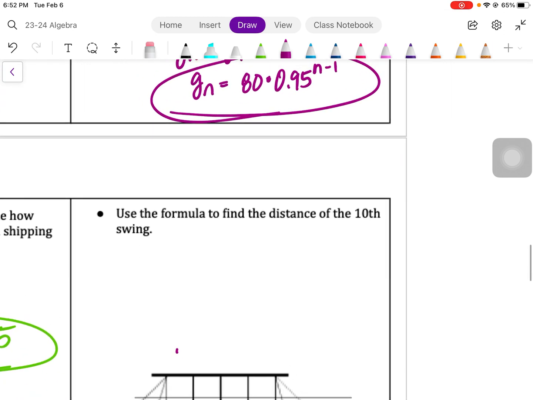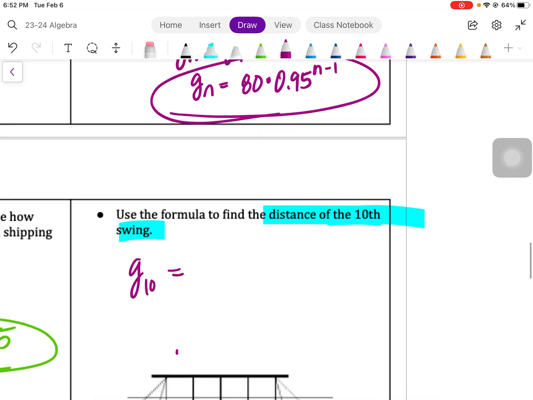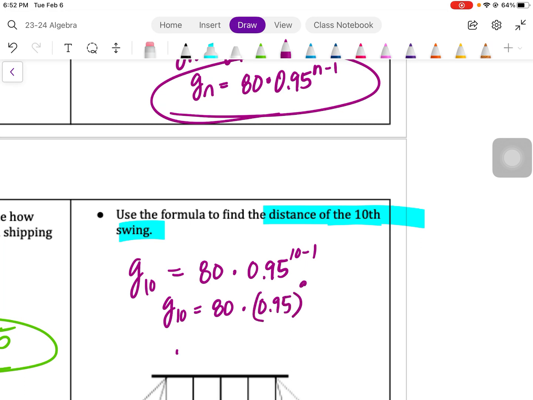Now I'm going to finish this up by using that formula to find the distance of the 10th swing. Okay, so I just plug in 10 in place of n. So now I'm finding G sub 10. So 80 times 0.95 to the 10 minus 1. Okay, and then 10 minus 1 is 9. So I'm going to grab my calculator and put in 0.95 to the 9th, and then times 80.